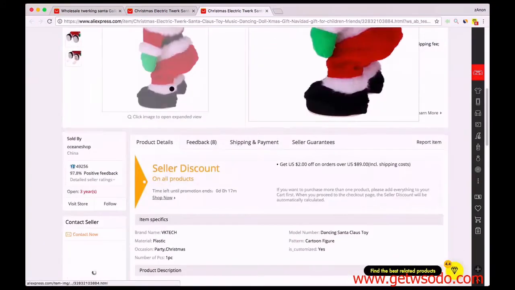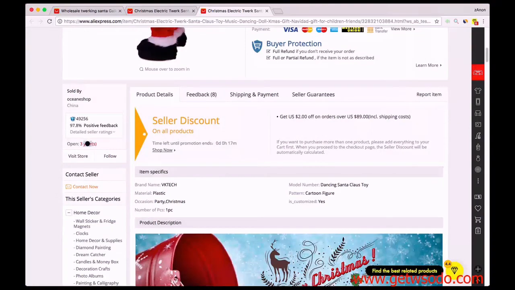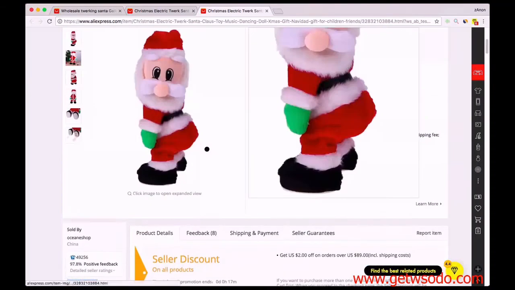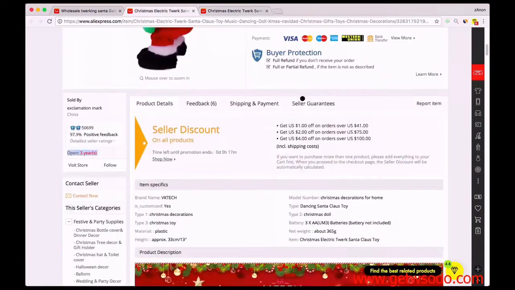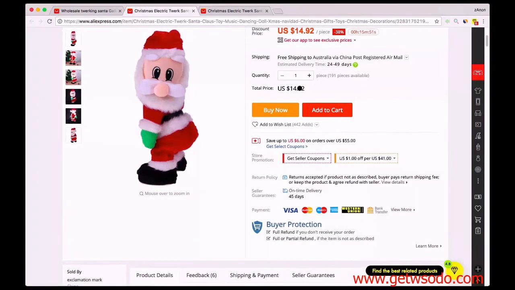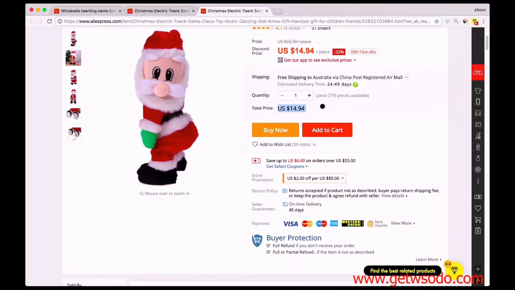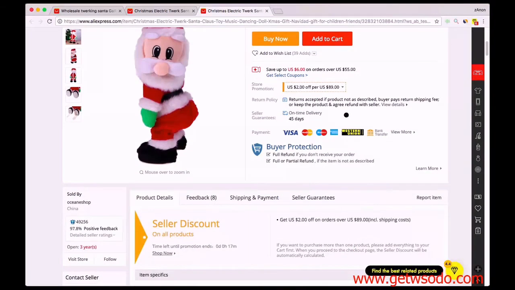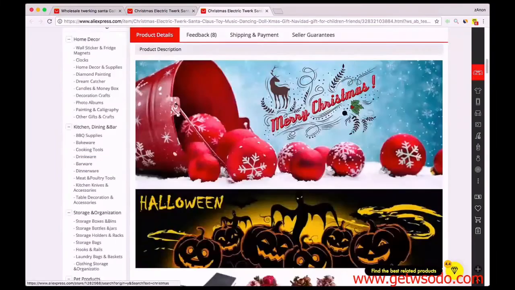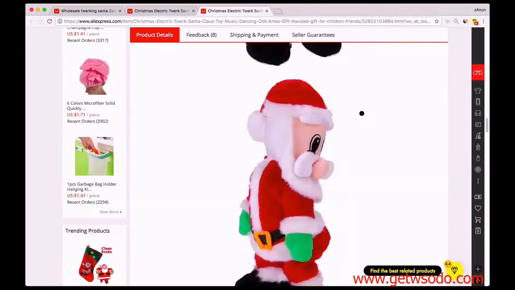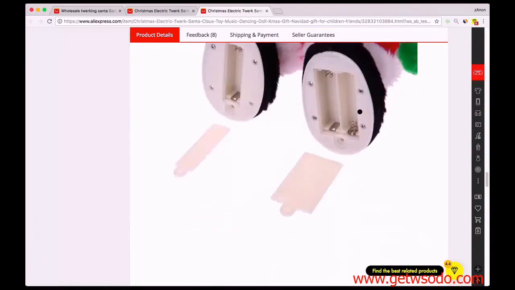So this one here has been operating for 3 years. It's the same thing as well. So the sellers look very, very similar. The only noticeable difference so far is that the price is a little bit different: 14.92 compared to 14.94. So it's like 2 cents difference, which means we'll say the price is basically the same. I usually just go and have a quick scroll down just to see that they've got images of the product.